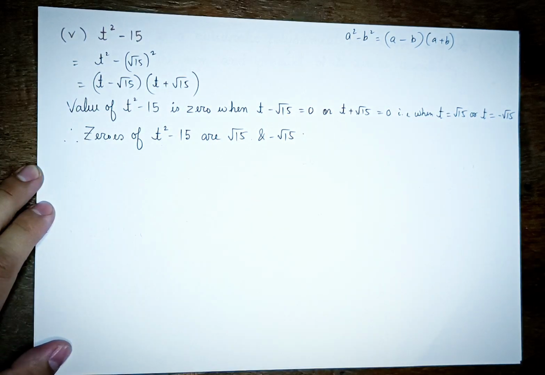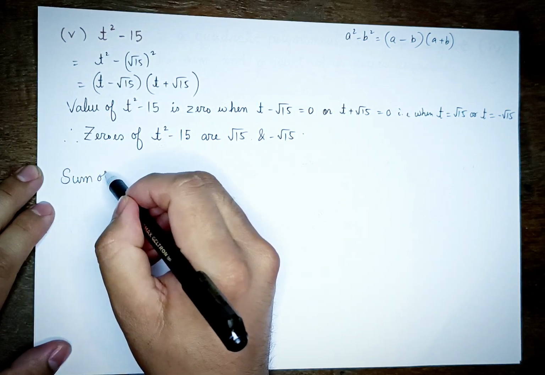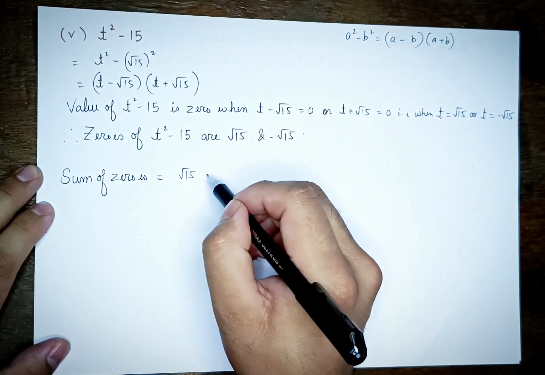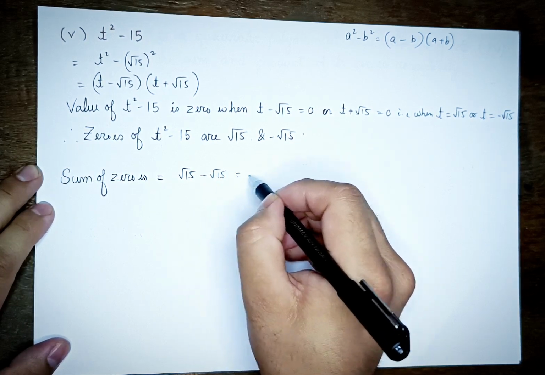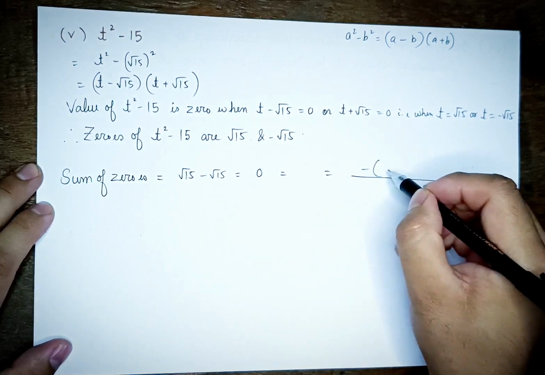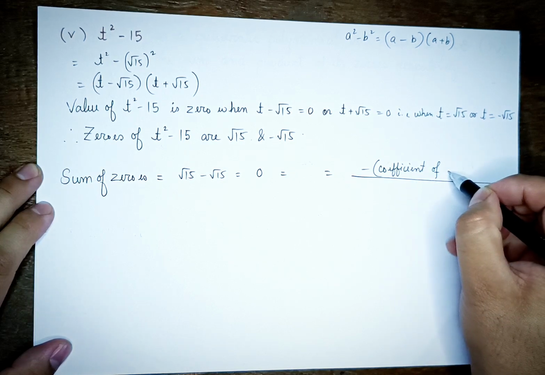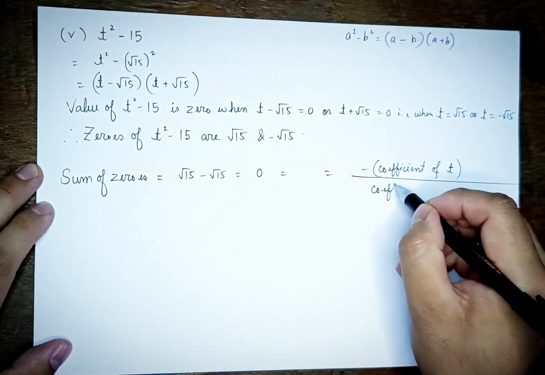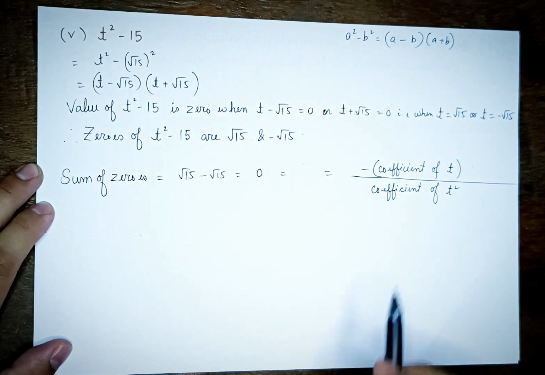Now let's verify the relationship between the zeros and the coefficients. First is the sum of zeros. Sum of zeros is equal to root over 15 plus minus root over 15, which is equal to 0. Leave a blank here and write minus of coefficient of t divided by coefficient of t square. What is the coefficient of t?